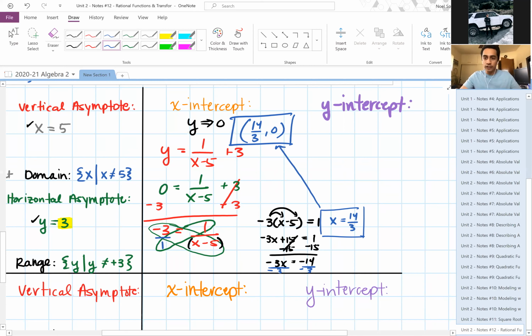Other teachers will be a lot more picky, like I typically am, but over distance, I'm trying to give you a little bit of a break. So I need you to remember that when you get the x value, it becomes a coordinate, right? Where on the graph do you see it crossing the x-axis? At the point 14 over 3, comma 0. That's where you see it. So please remember that.